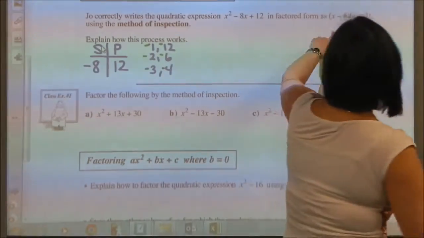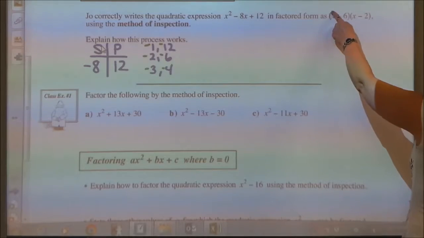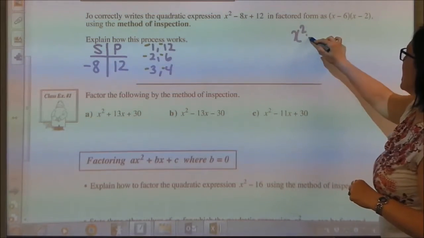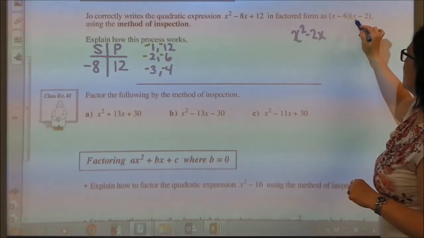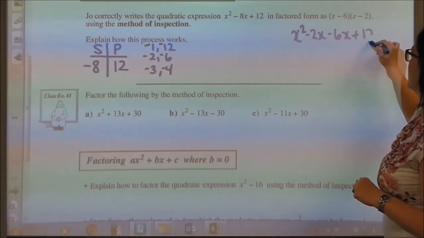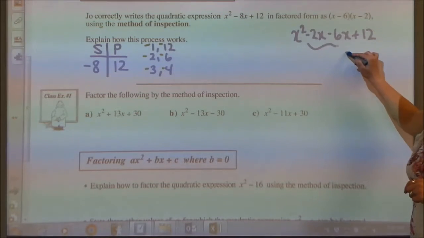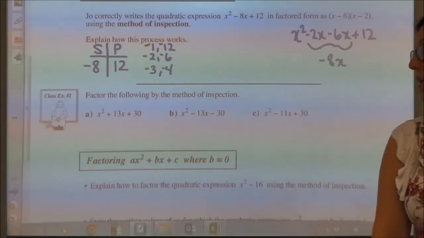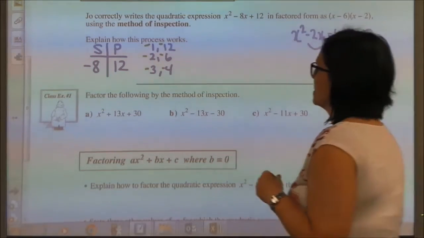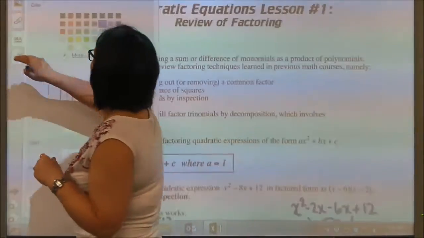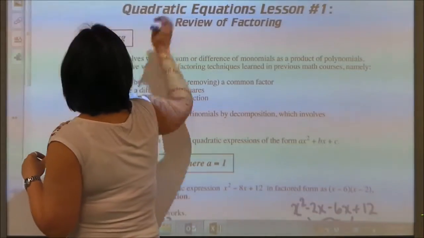This works because when I multiply this out, I get x times x, which is x squared, x times negative 2, which is negative 2x, negative 6 times x, and negative 6 times negative 2. And then this gives me my negative 8x. So we're going to look at these three questions. Factor by inspection, so we're going to look at our sum and product chart for each of these.